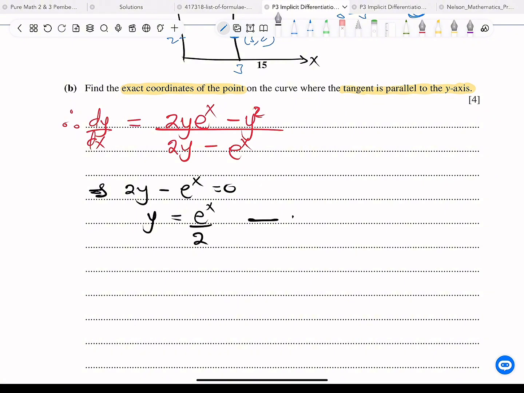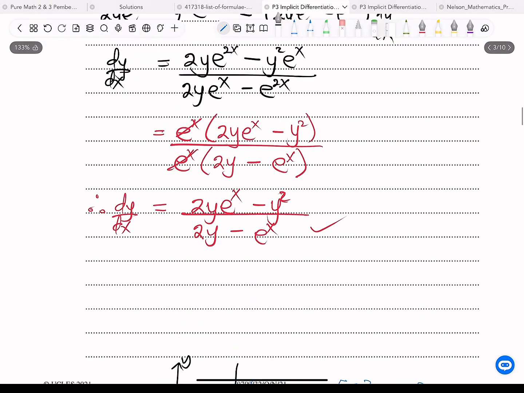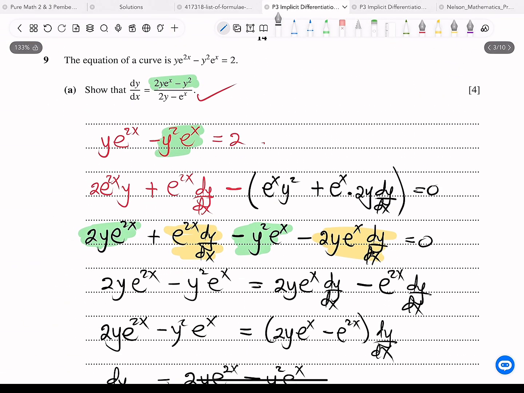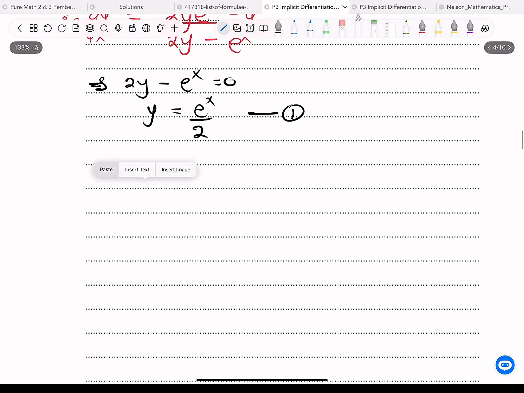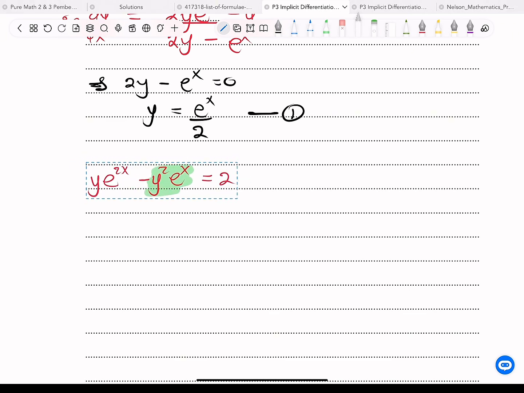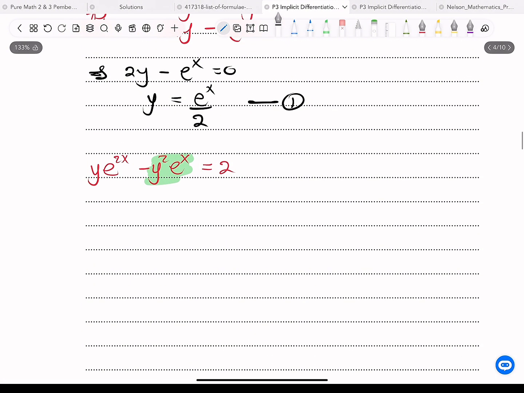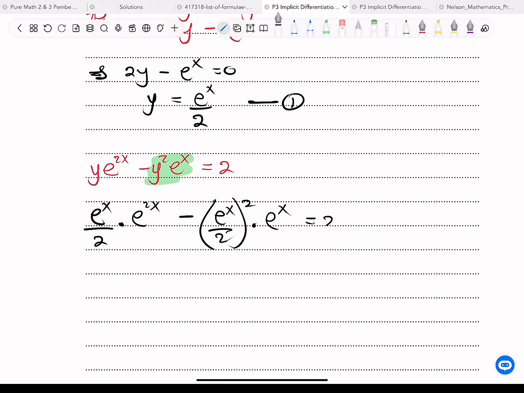Now, this can be equation 1, and the main equation, the one that they gave us, is going to be your equation 2. So you are going to solve it simultaneously. Basically, that's what you are doing. We are going to substitute, so wherever we see y, we are going to put e to the power x over 2. So this will become e to the power x over 2 times e to the power 2x, and you have minus y squared, so minus (e to the power x over 2) squared times this, is equal to 2.